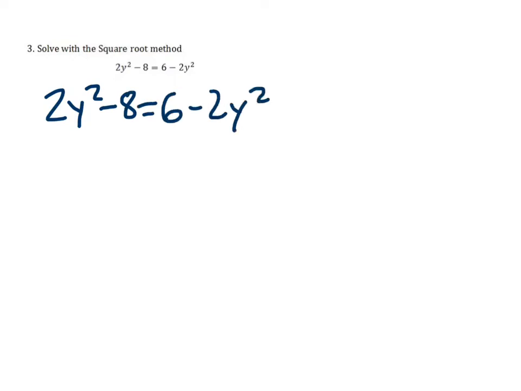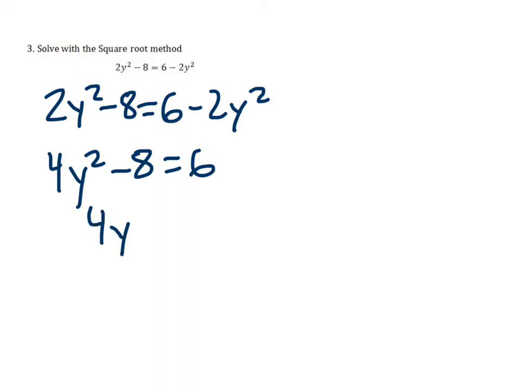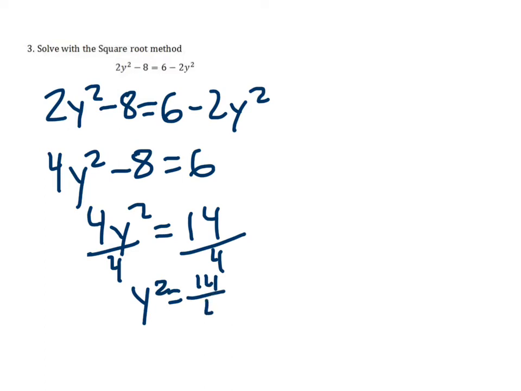One more here. Another square root method. It looks a little more complicated, but notice we just have y squareds here. We have no y terms. And so let's take our 2y squared minus 8 equals 6 minus 2y squared. And let's go ahead and add 2y squared to both sides. And let's add 8 to both sides. Divide by 4. And we get y squared equals 14 fourths.